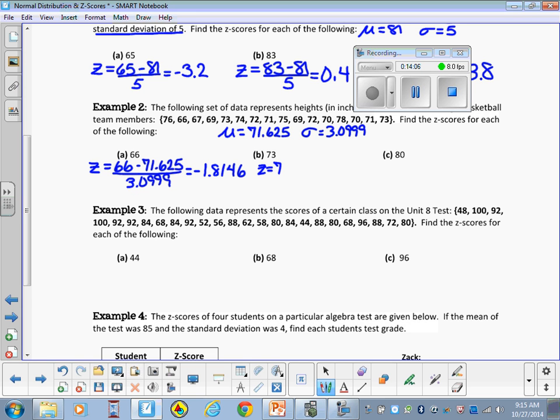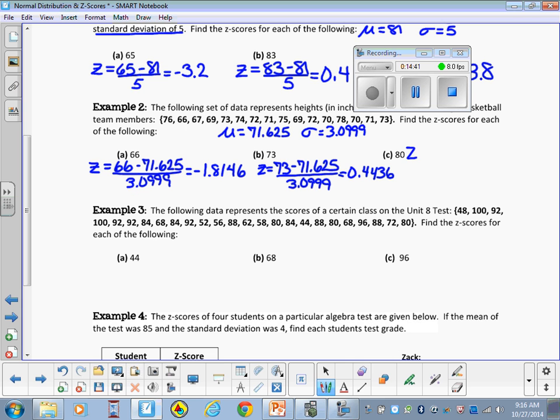Z equals the height of this player minus the team average divided by the standard deviation. 73 minus 71.625, enter, divided by 3.0999, enter, 0.4436. So a little above the standard deviation, but pretty close to it.